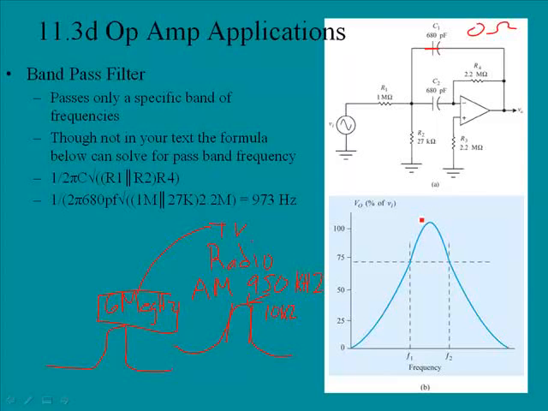And your text does not give you a formula for calculating this frequency. I happen to have one that will do it. It is 1 over 2 pi times capacitance times the square root of, and we could draw this line across here, the square root in fact, it's R1 in parallel with R2 times the value of R4. And if you type that into a calculator, it will come out with this frequency, and that would be the pass band if we were using this particular circuit.